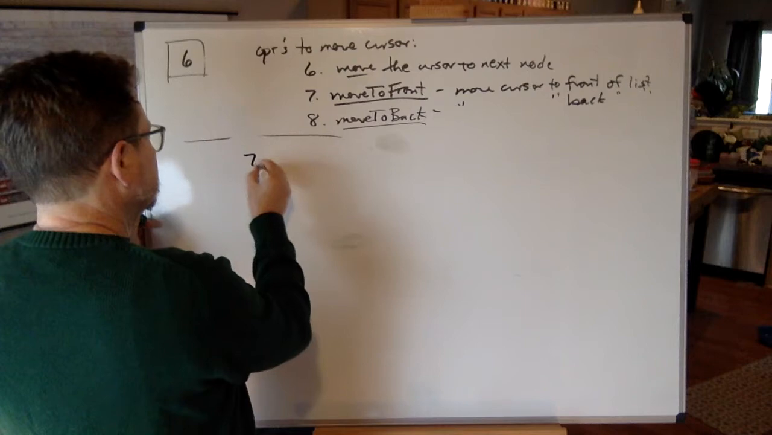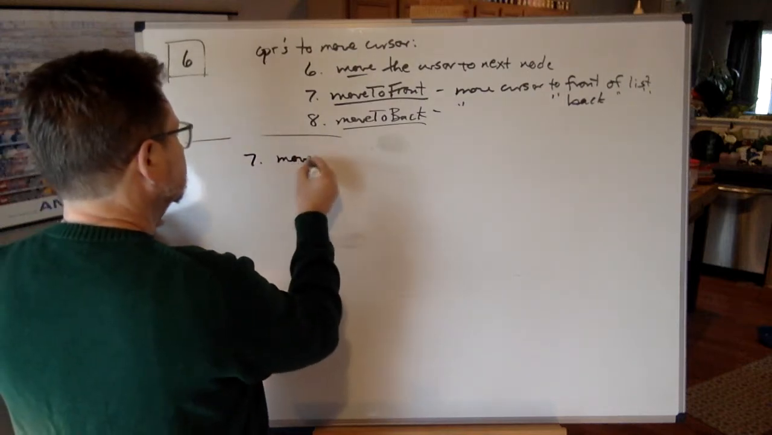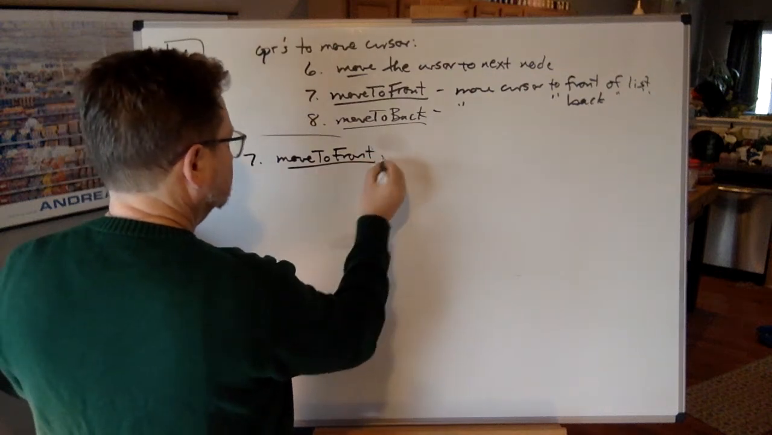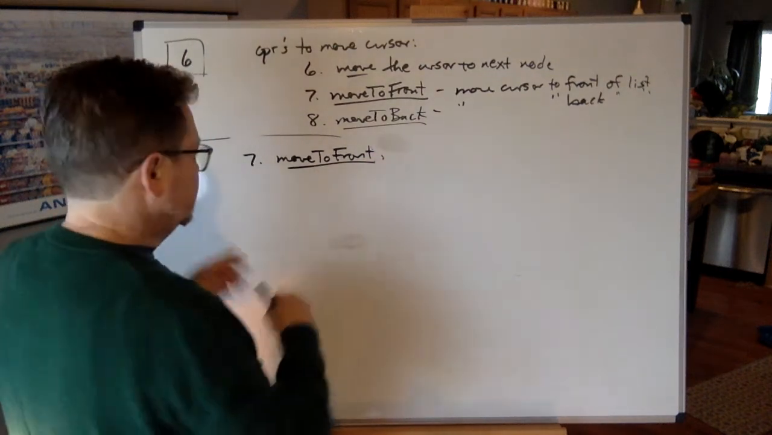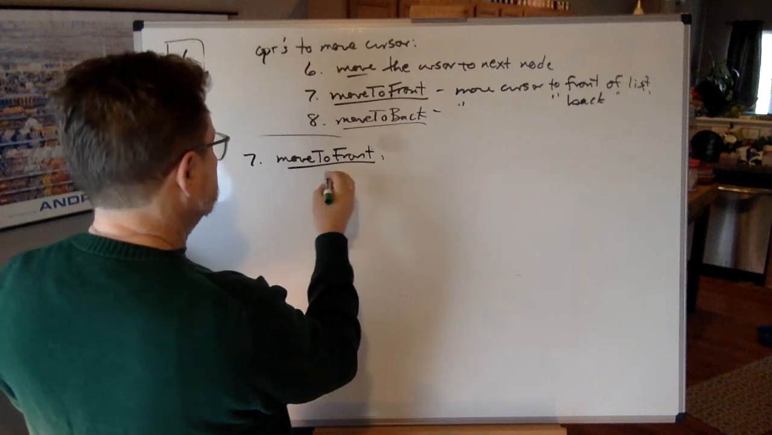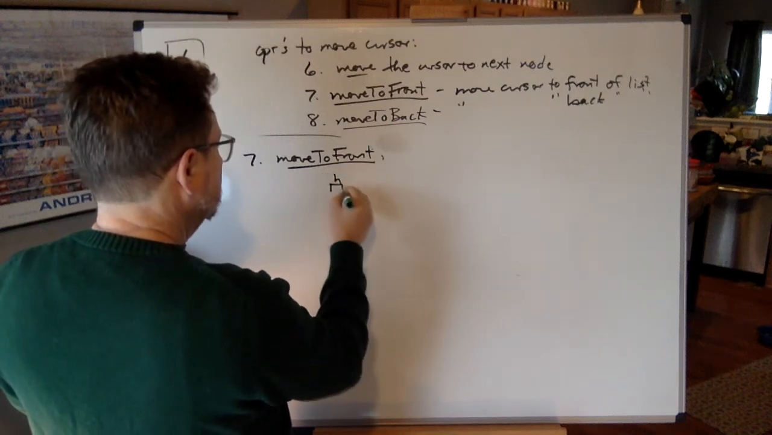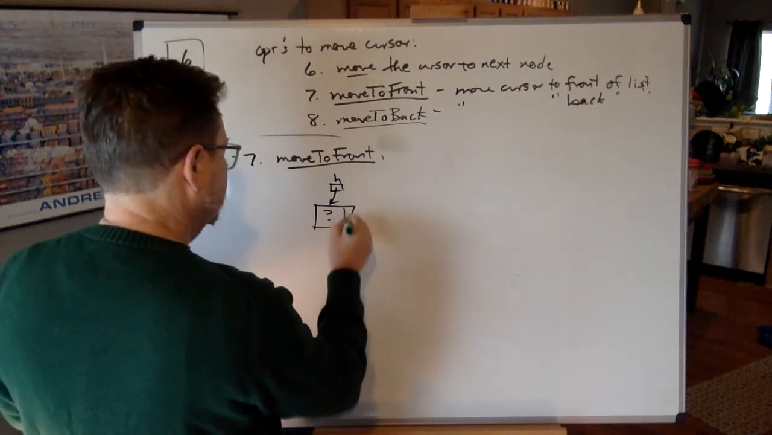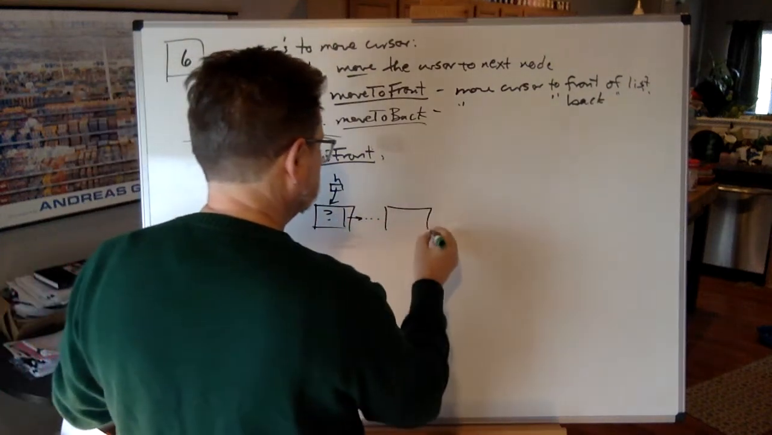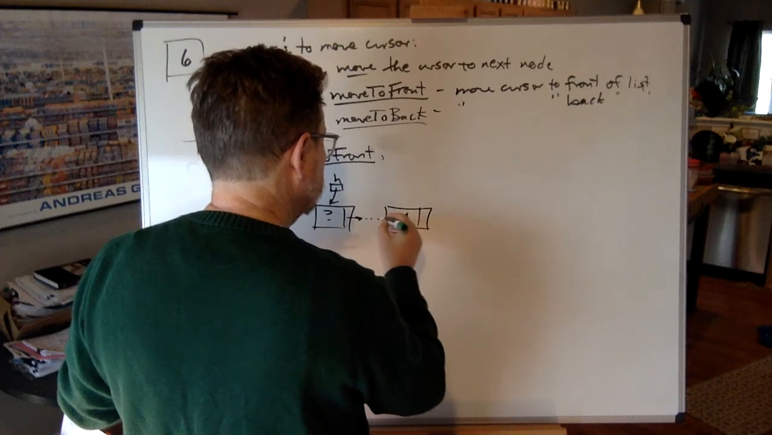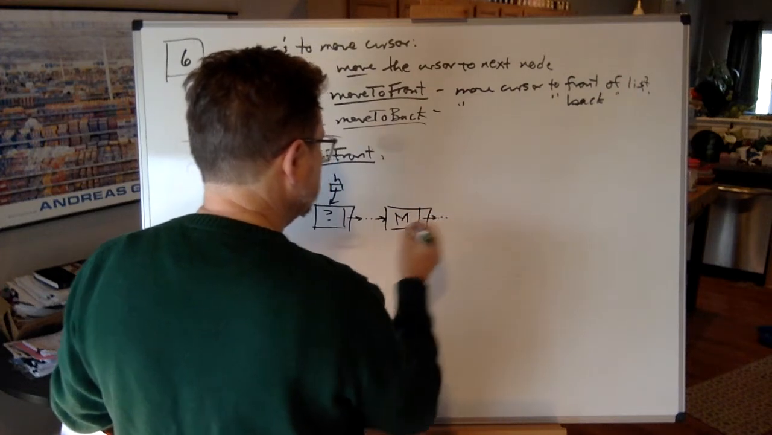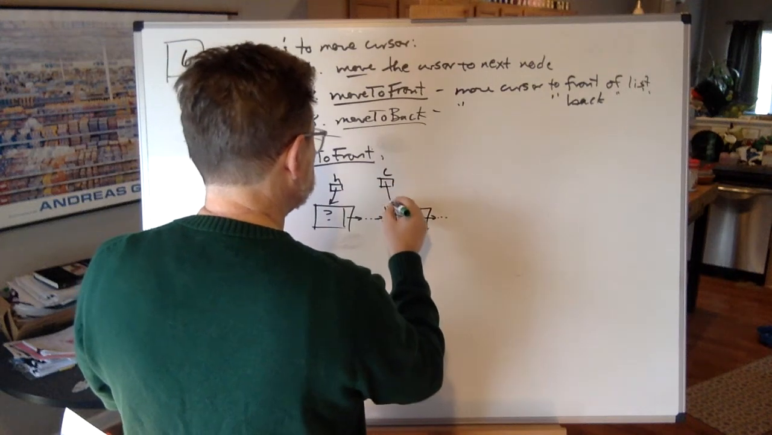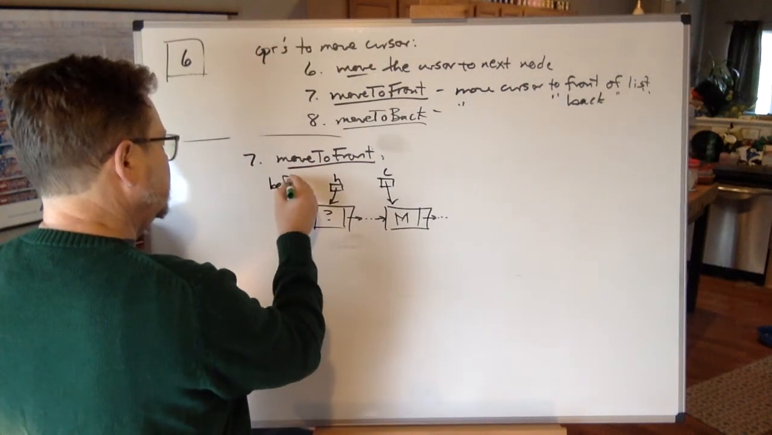7. Move to front. Everybody gets their own before and after picture. All functions created equal. Head points at the empty head node. And node M, way out here in the middle somewhere. Who knows where it is? Maybe it's the last node, maybe it's the middle node. M for middle. Maybe that's where the cursor points. This is my before picture, by the way.